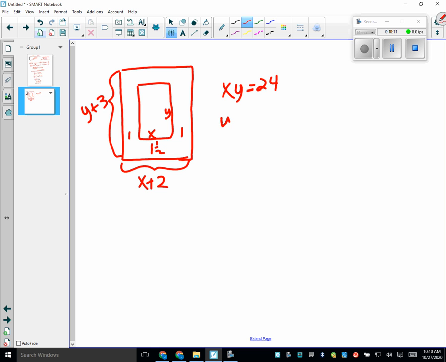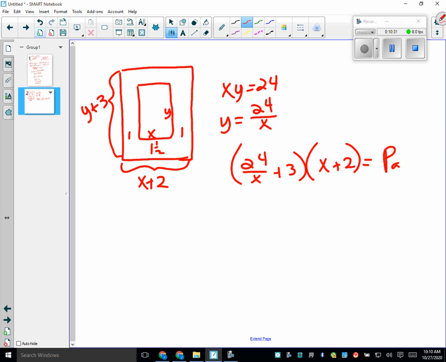But is y equal to 24 over x? Yes. So is it true that 24 over x plus 3 times x plus 2 equals my paper? That's a lot easier than I thought it would be. This is what I did, and now I have this. Well, it sort of won't cut it.